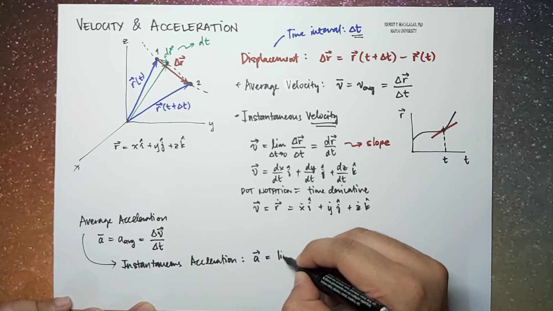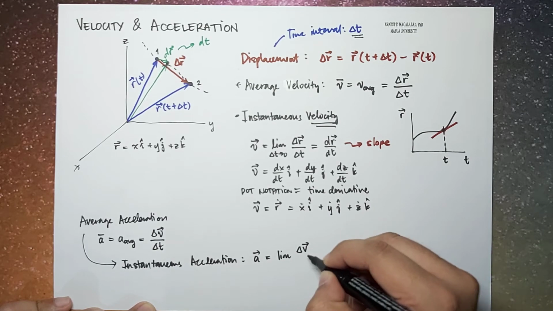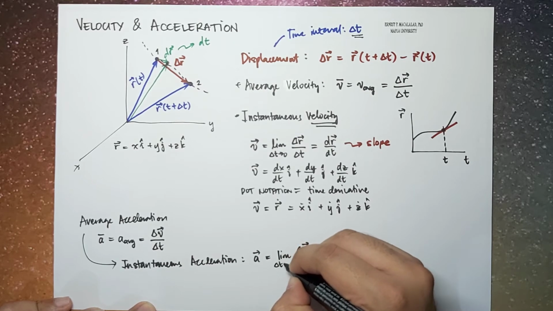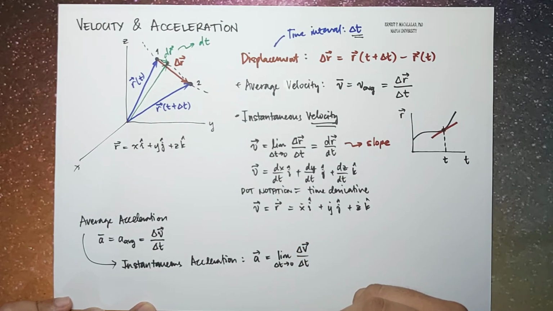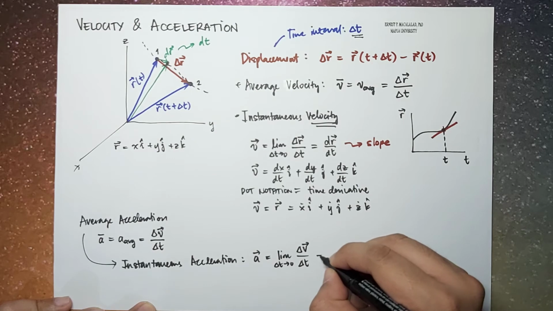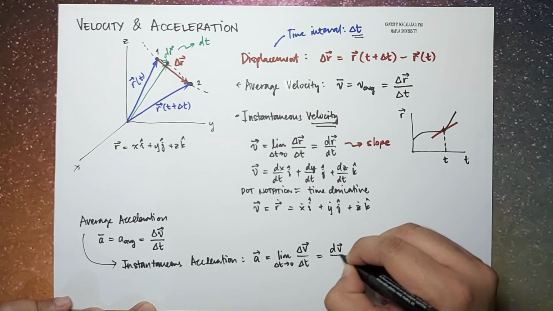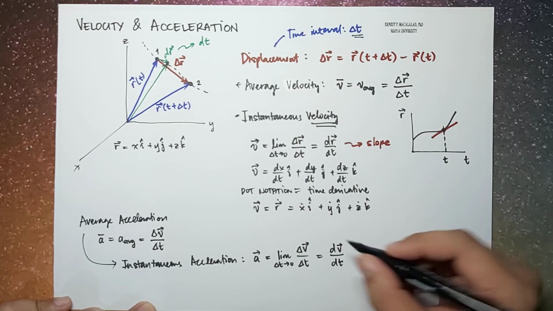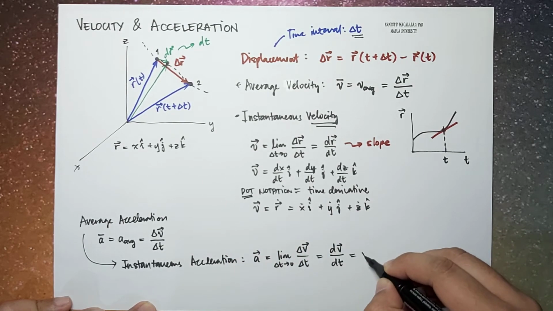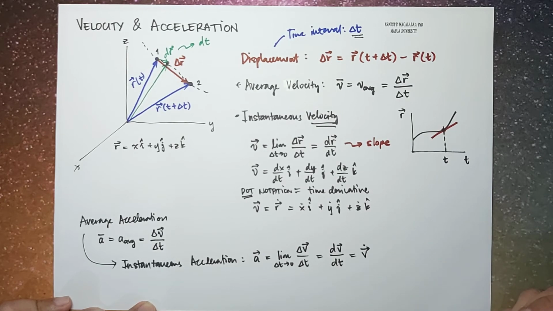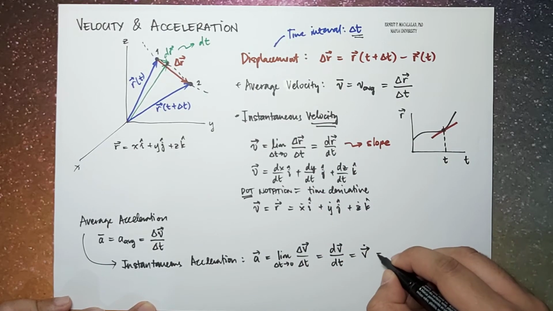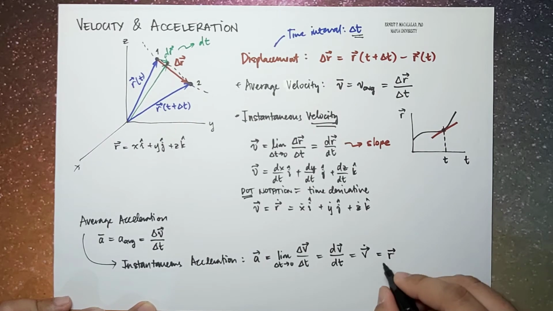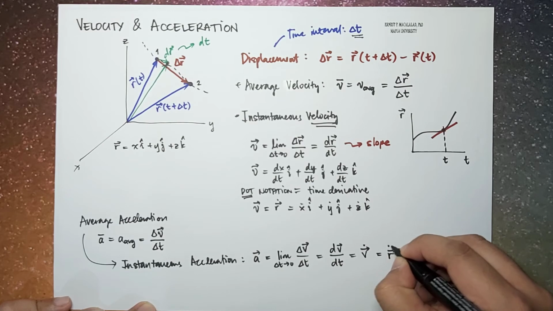which is just the limit of the average acceleration as delta t approaches 0. By calculus, this is just the derivative of the velocity with respect to time, or using dot notation, simply v dot. In terms of the position, we can do this twice, so we now write the acceleration as r double dot.